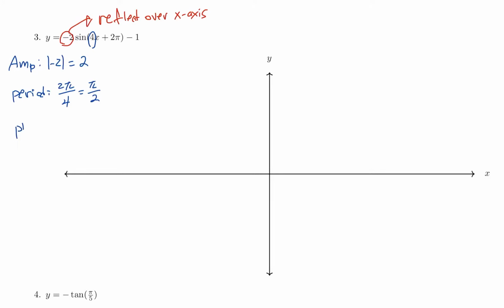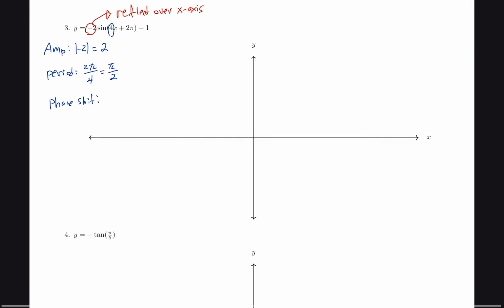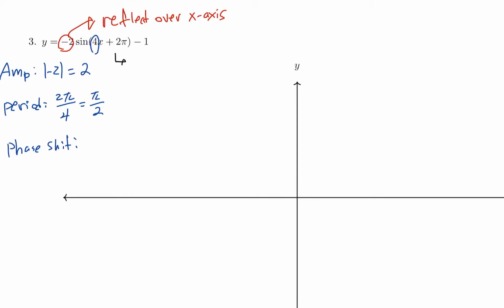Now the phase shift. If there's a phase shift, we need to be able to write it in a different form first. So let me write it. We can write it as -2 sine, and we're going to factor 4 out: x plus 2 pi over 4, minus 1. This tells us that the phase shift is left pi over 4 amount, which is the same as pi over 2. So pi over 2 to the left.